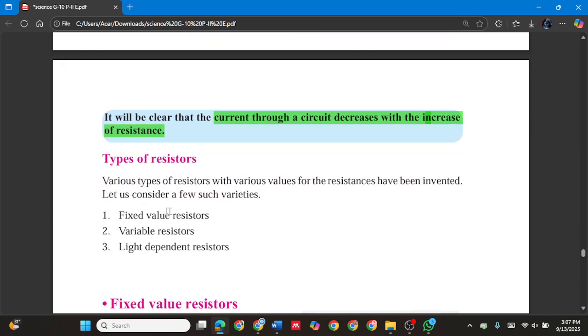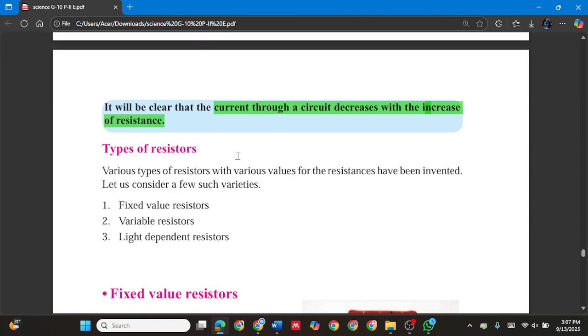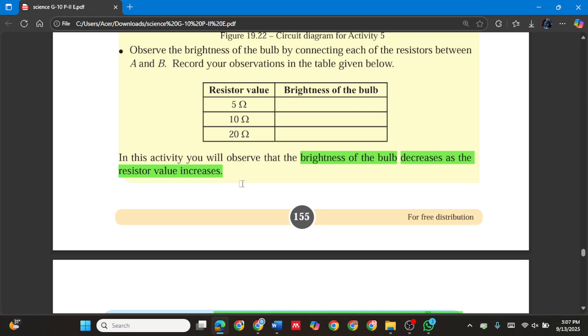So we are going to discuss three types of resistors next. First one is fixed value resistors. That means, as we mentioned here, it's 5, 10, 20. So this 5 ohm resistor couldn't become a 10 ohm resistor. Okay, like that.